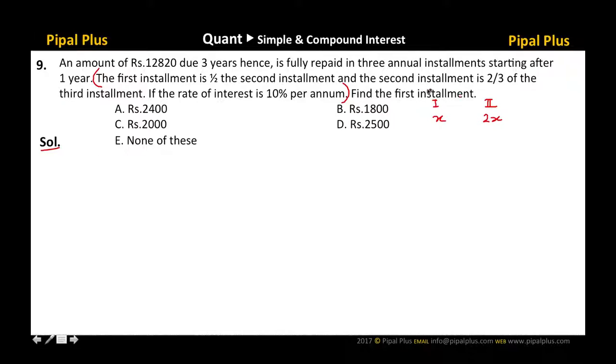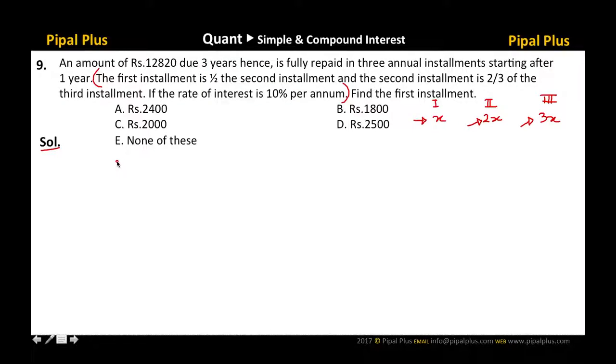Now let's look at the relationship between the second and the third. Second is 2/3 of the third installment, so clearly the third installment has to be 3 by 2 times the second installment, so that makes it 2x into 3 by 2, or 3x, right? So whatever amount was paid at the end of 1 year, double was paid at the end of second year and 3 times the amount was paid at the end of 3 years, right? Now with this information, let's plunge into solving this.